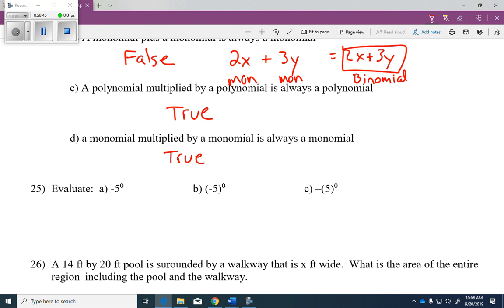Be careful here, the exponent of 0 only belongs to the 5, not to the negative, so this turns out to be a negative 1. The exponent of 0 belongs to the entire parenthesis, so this turns out to be a 1. The exponent of 0 belongs to the parenthesis, but there's a negative out in front, therefore this is a negative 1.